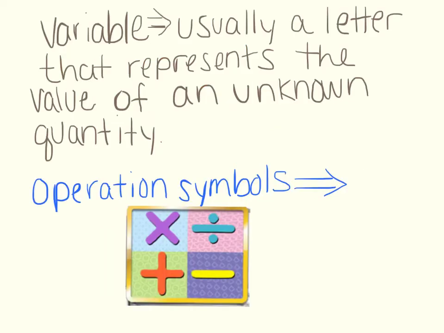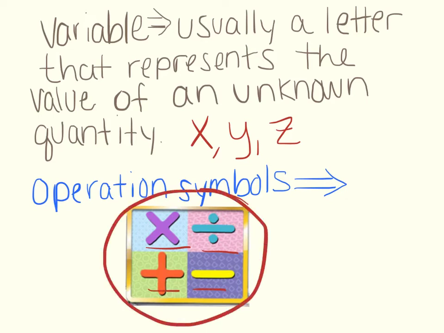To start us off, a variable is usually a letter that represents the value of an unknown quantity. We typically see this as X, Y, or Z. It could be any letter in the alphabet. Operation symbols are simply multiplication, division, addition, and subtraction. So these are your operation symbols.